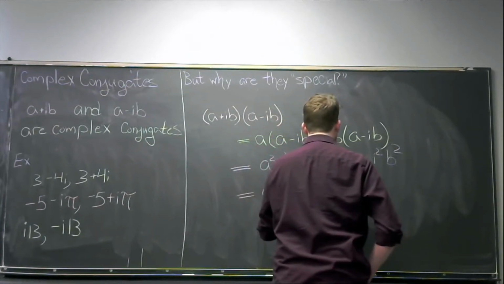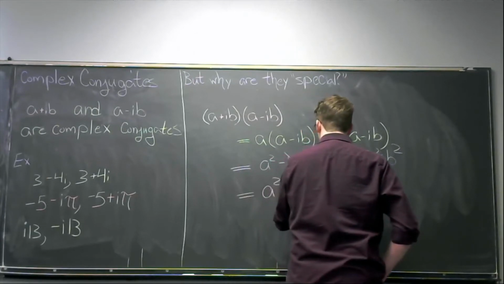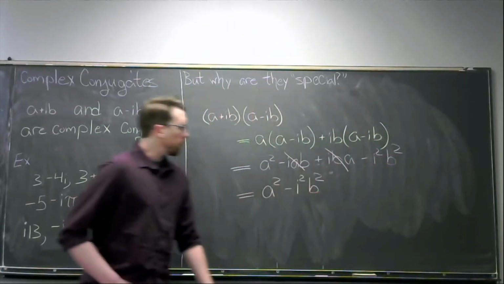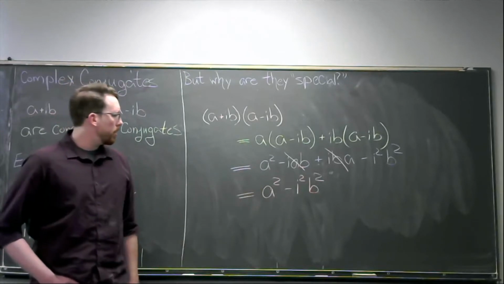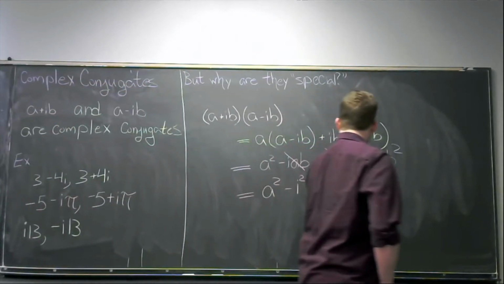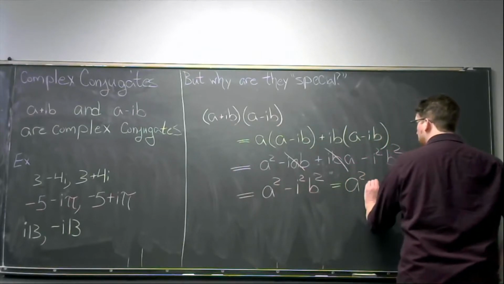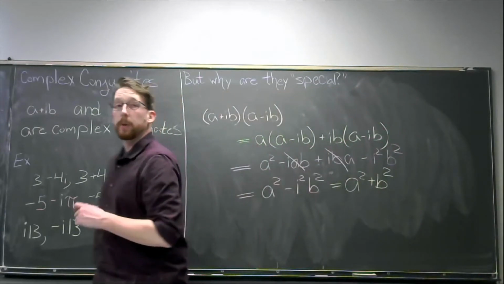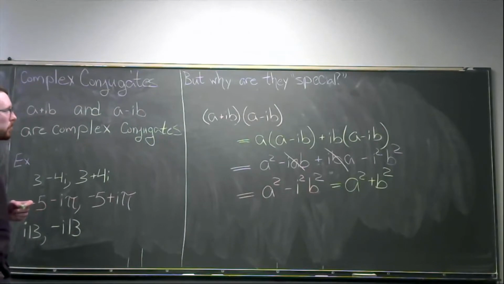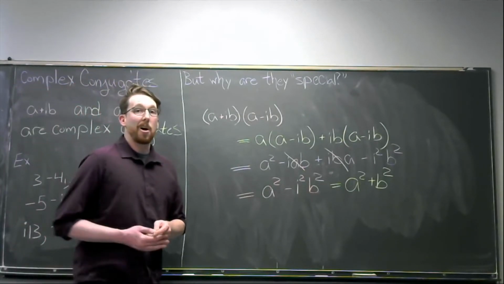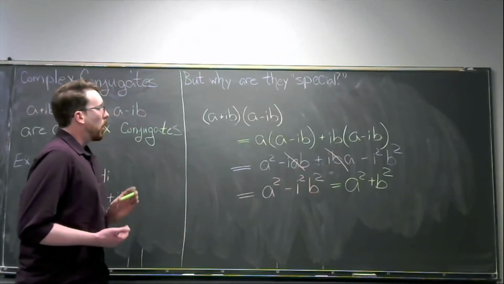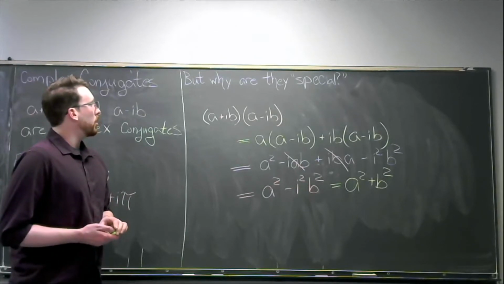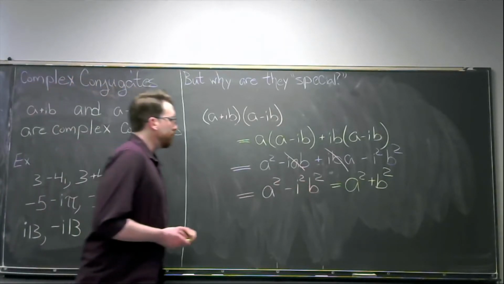is a squared minus i squared b squared. But i squared, that's just negative 1. So all of this becomes a squared plus b squared. And this is why complex conjugates are special. When we multiply complex conjugates, we will always end up with a squared plus b squared. Cool.